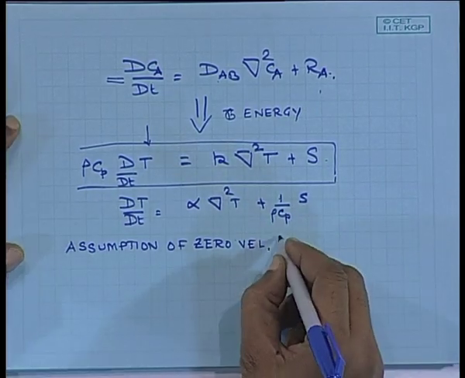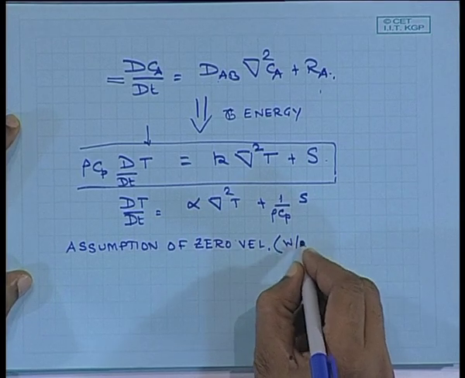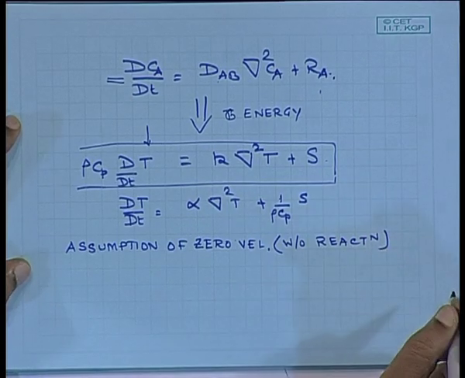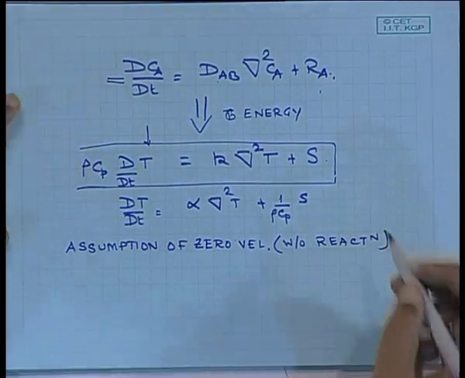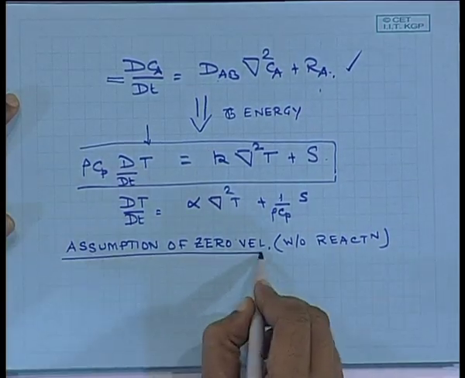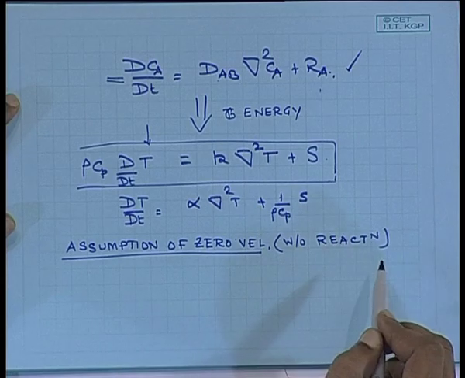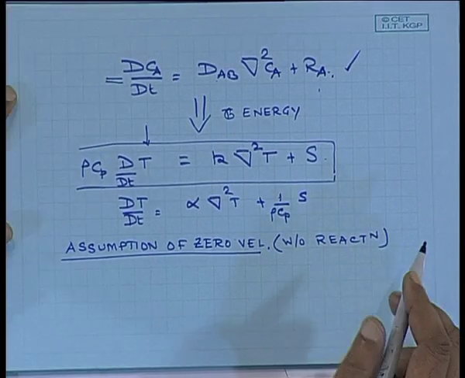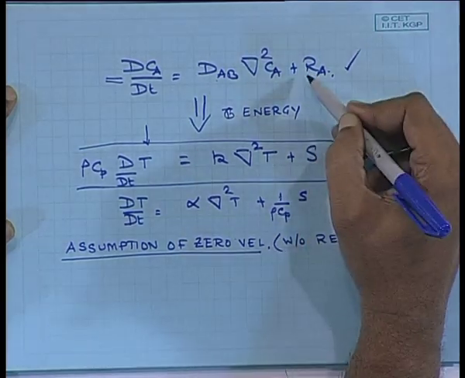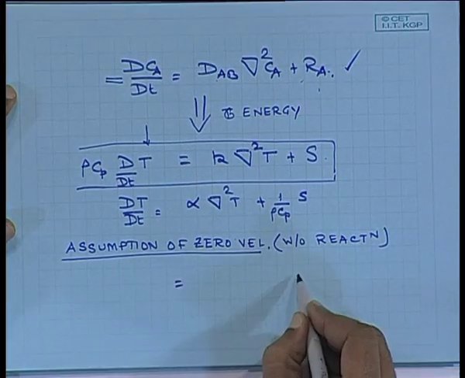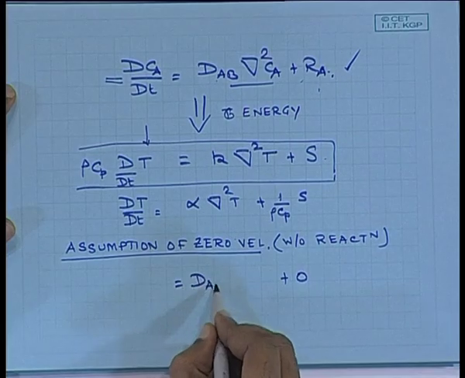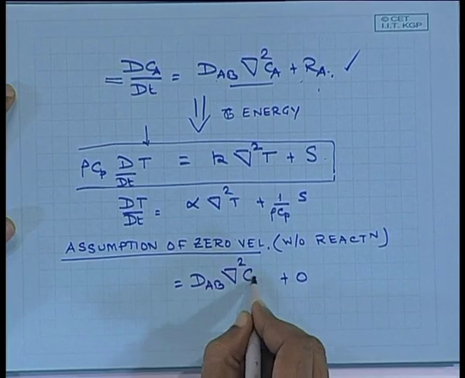So, what is the assumption of zero velocity without reaction? What would be the change in this equation? Let us say I use the assumption of zero velocity and without any reaction, how do you simplify this equation? Without reaction, this is going to be 0, plus 0. This one there would be no change, DAB divergence square CA.